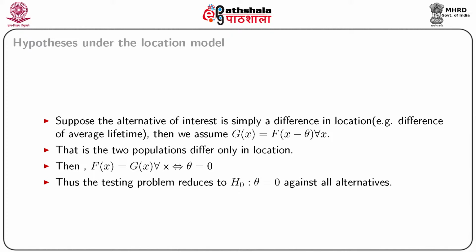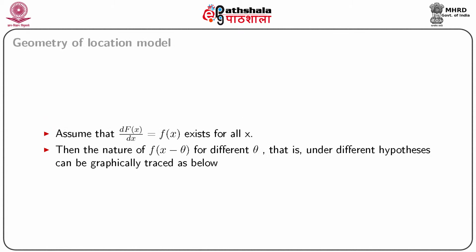In particular, we assume g(x) equals F(x minus theta) for all x, where theta is any value on the real line. Then F(x) equal to G(x) for all x is equivalent to theta equal to 0. Thus, the testing problem reduces to H0: theta equal to 0 against all alternatives.